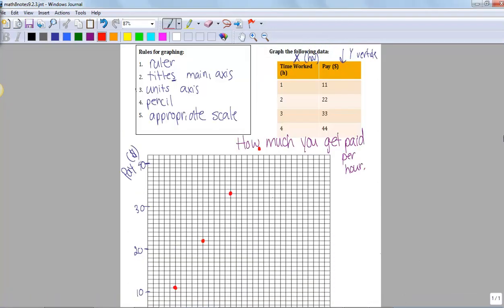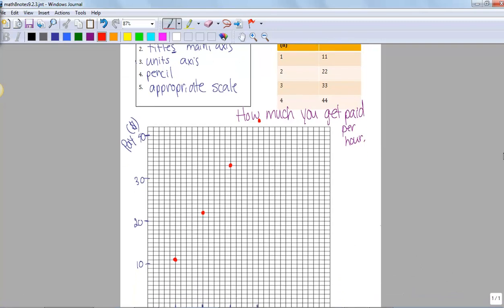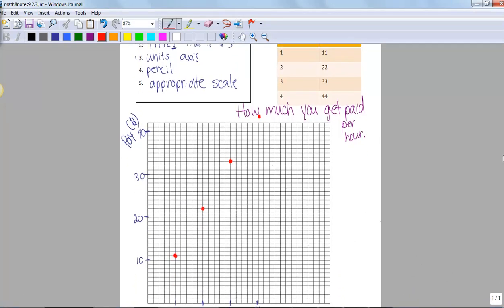All right, welcome back. So hopefully you've got 4 red dots that look something like that. Now you may or may not have connected the dots. I chose not to, because if I work for 3.5 hours, I don't know if I get the half increment. Maybe you only get paid 33 or 34.